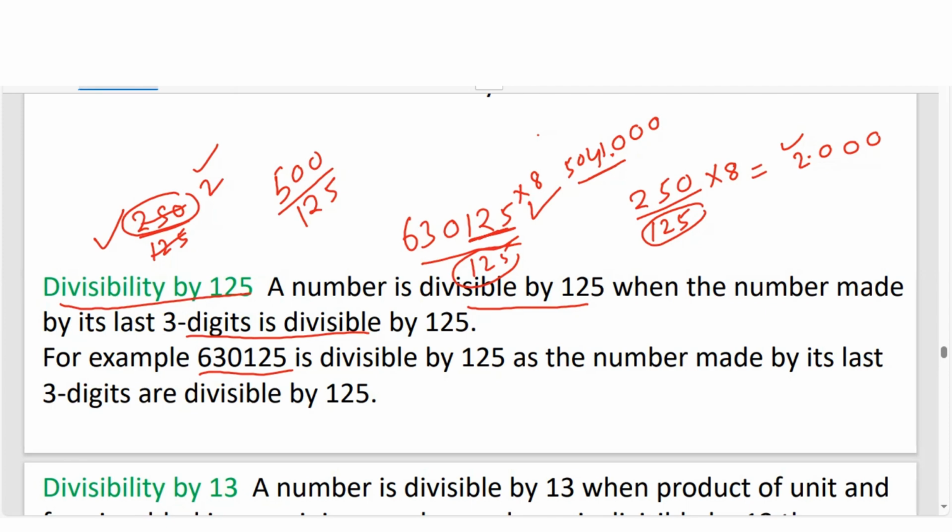But we need a technique. How can we do it? So what I am telling here is, suppose this number is given. No need to divide by this number. Just multiply this number by 8. So what are we getting?